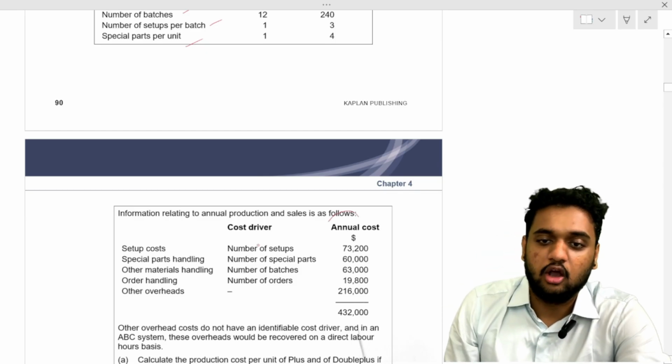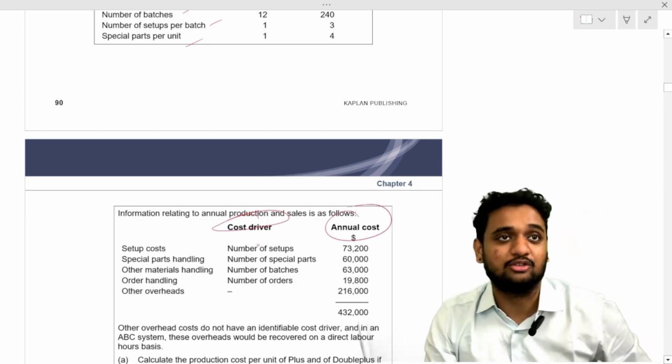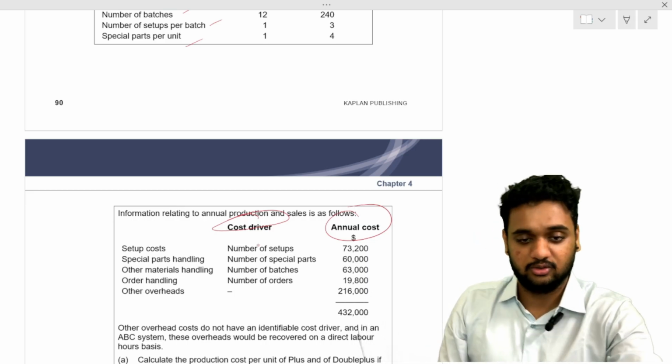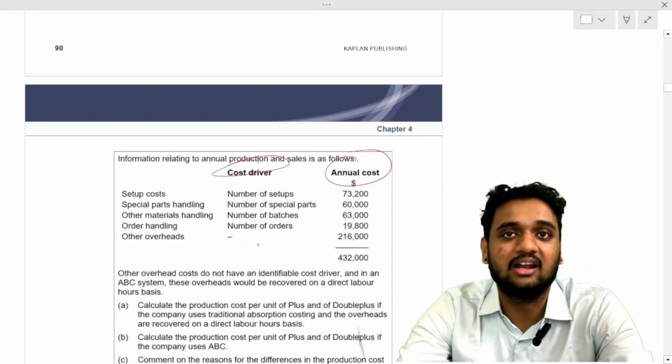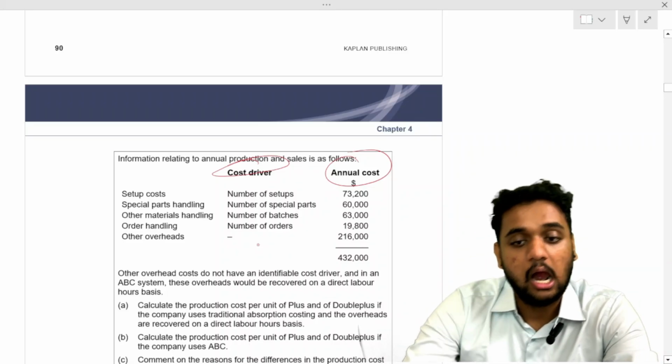They only gave the cost pool and they also gave the respective cost driver name. We don't have to think and write; that also they gave to us. One by one we will go. Earlier, with traditional absorption costing, what would we have done? Come to the part now.